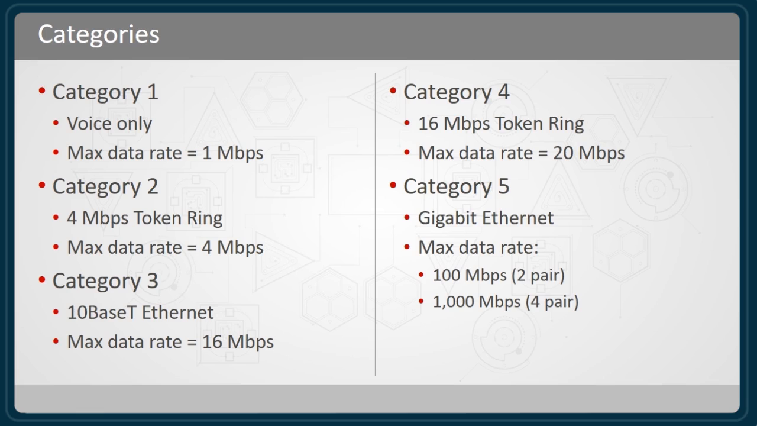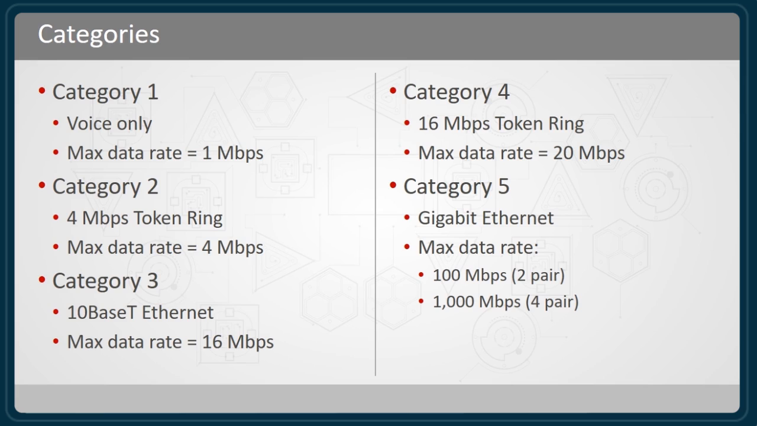Now, when it came to the twisted pair cables, they were divided up into several categories based on their specifications, and we'll take a more detailed look at all of these later on. So for the time being, at a basic level, Category 1 was voice only, essentially phone cable, a maximum data rate of 1 megabit per second. Category 2, a 4 megabit per second token ring implementation. Category 3 is where we start to see the beginnings of what we might call standard Ethernet.